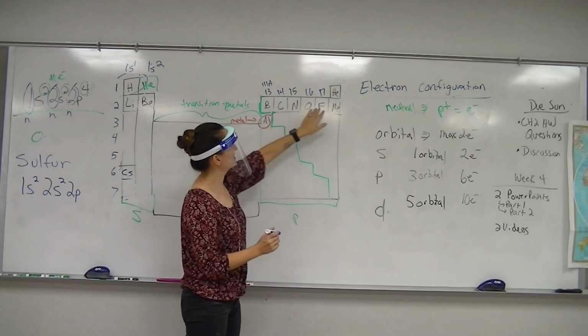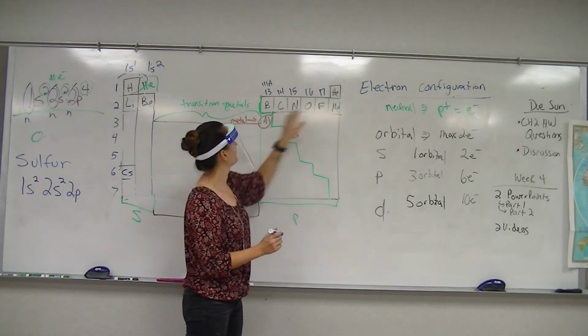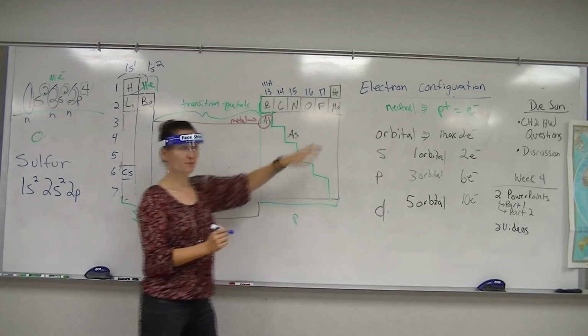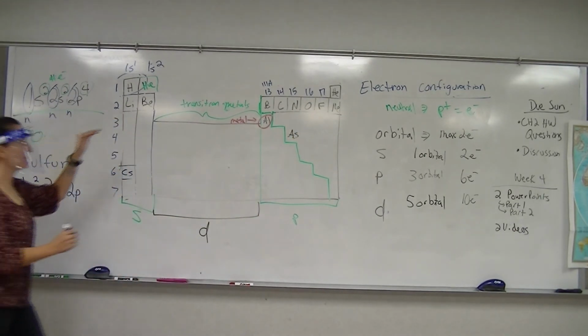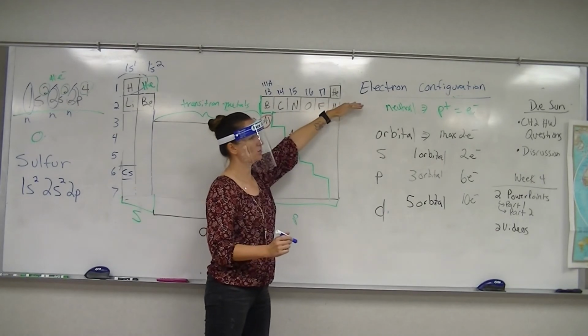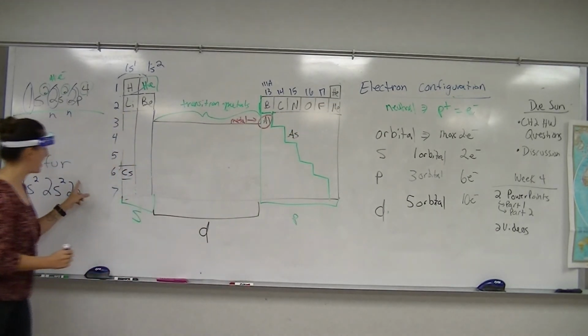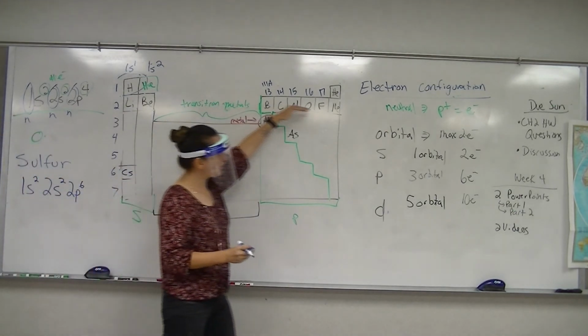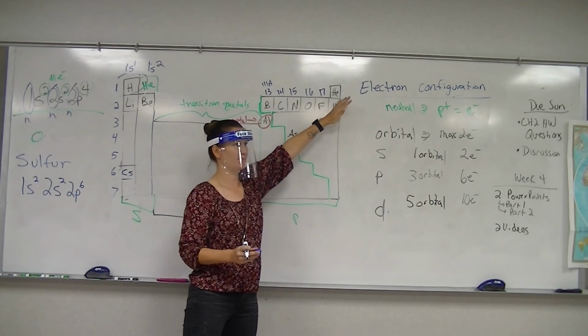Is sulfur one of these elements? I have boron, carbon, nitrogen, oxygen, fluorine, neon. No, it's in period 3. So that means we need to go all the way through these p's. So what's the maximum amount in p? 6. So we're going to put 2p6 here, because what we're saying is go all the way to neon, and then keep on going.